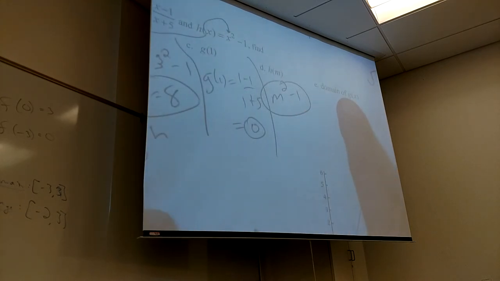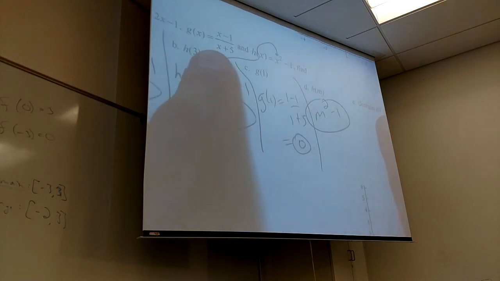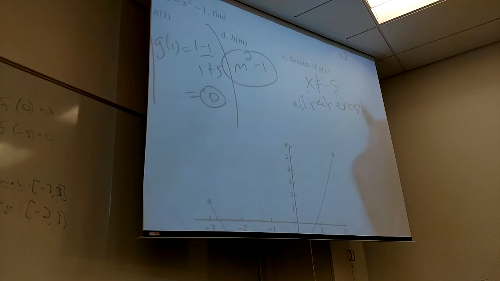This one freaked people out too, but you always go back to the idea of domain. What's the idea of domain? It's all the x values that you can use. So if you look at G, is there anything you can't use? Exactly. So you could say x not equal to -5. You could say all reals except -5.